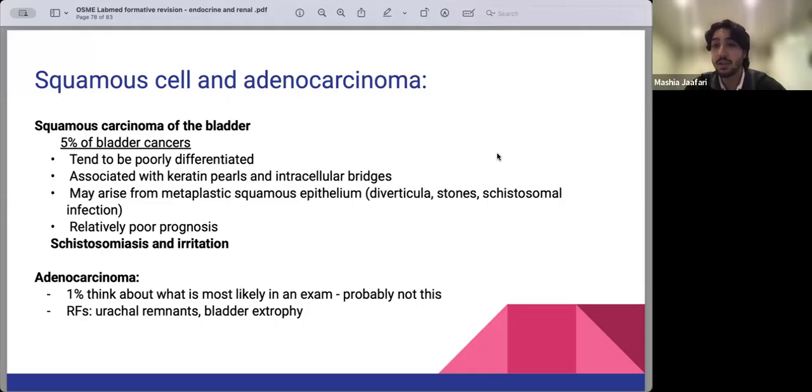Adenocarcinoma is really, really uncommon. The only time they'll ask you this is if they ask what is the least common type of cancer in the bladder, and the answer will be adenocarcinoma. So it will never be the answer if someone's presenting with bladder cancer type symptoms.